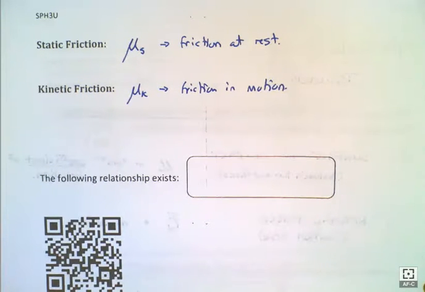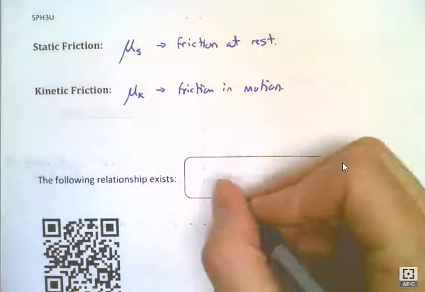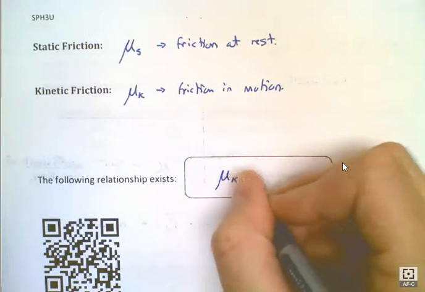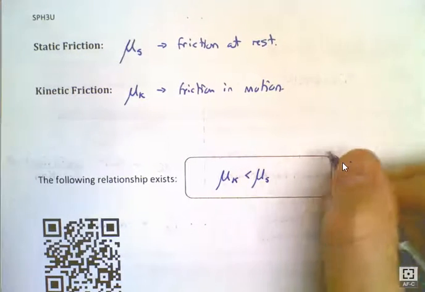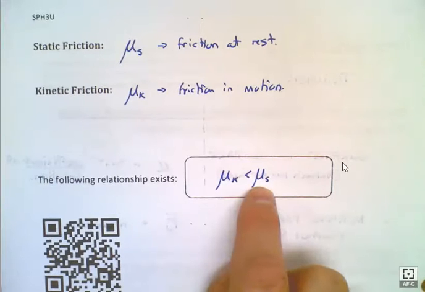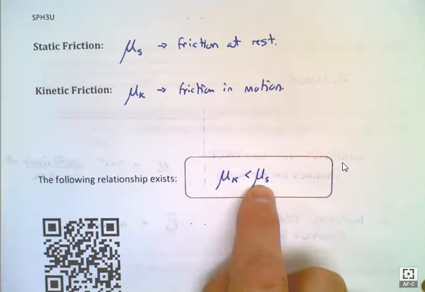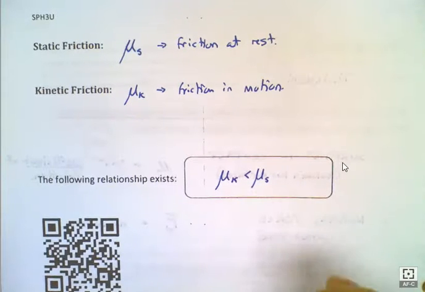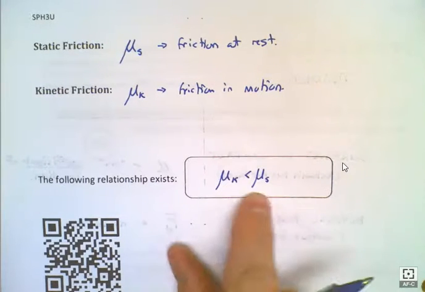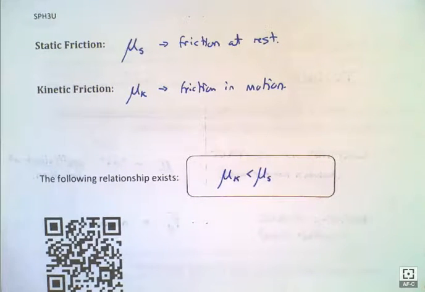The following relationship exists, and that is that mu k is always less than mu s. Not by much, but a little bit. So the kinetic friction is always a little bit less than the static friction, right? So there's always less friction when an object's already in motion than there is when it's stationary. We're often in our questions just going to leave out the k and the s and just talk about mu, the value of the coefficient of friction, but really there should be a distinction between whether it's moving, kinetic, or stationary, or static.